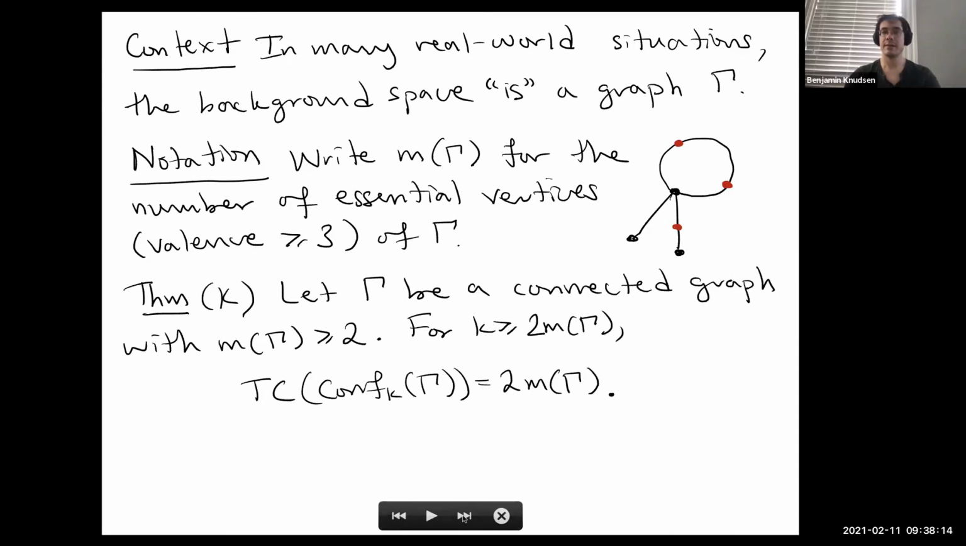So that's a commonality that it has, but a difference is that the other answers were all dependent on k, and this answer is not dependent on k. Okay. And that independence will be explained momentarily. Are there any questions so far about the statement of the theorem or my conventions?